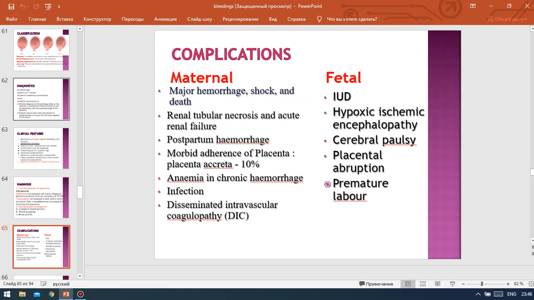Complications. Maternal complications: minor hemorrhage, shock and death, renal tubular necrosis, acute renal failure, postpartum hemorrhage, morbid adherence of placenta, placenta accreta in 10% of cases, anemia, chronic hemorrhage, infection, disseminated intravascular coagulopathy. Fetal: intrauterine death, hypoxic ischemic encephalopathy, cerebral palsy, placental abruption, premature labor.